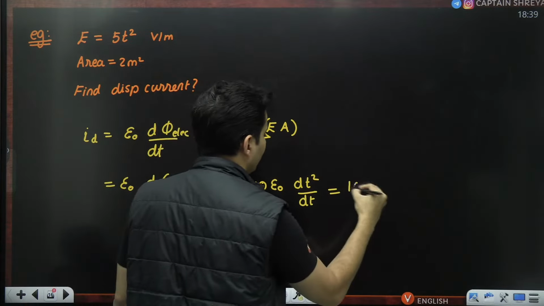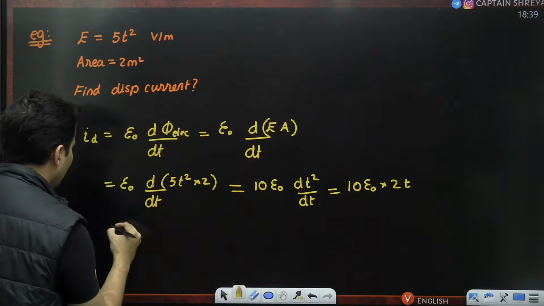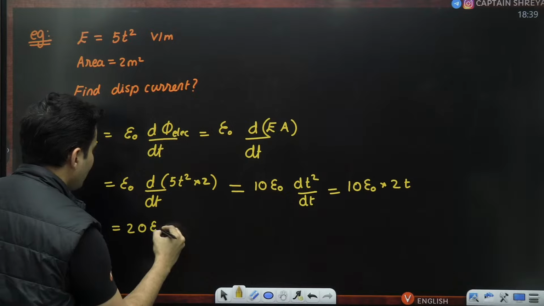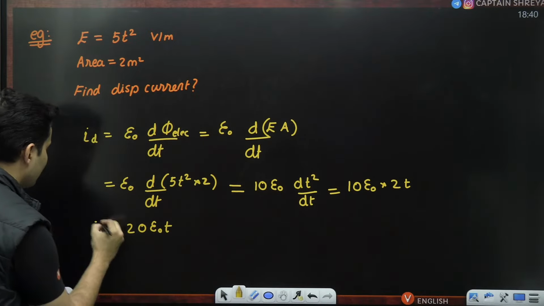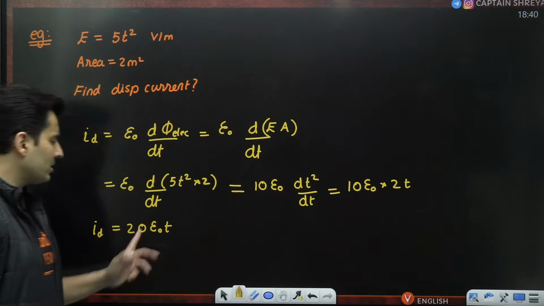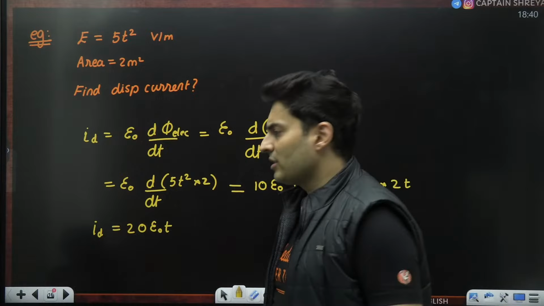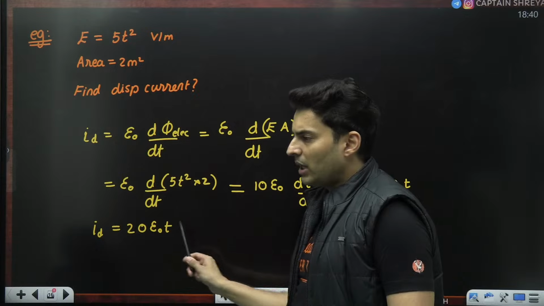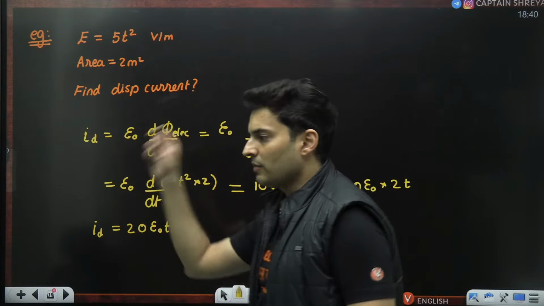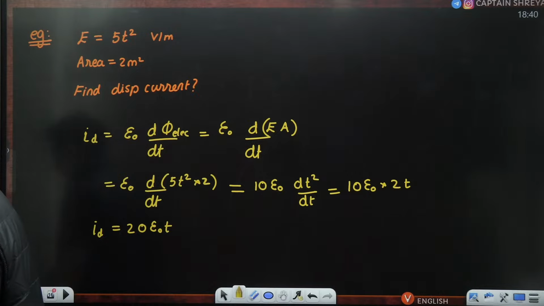Derivative of t square is nothing but 2 times of t. 10 into 2 is 20. So 20 epsilon naught t is nothing but the displacement current. If you want, you can substitute the value of epsilon, which is 8.85 10 to the power minus 12, and multiply it with 20. And if time is given, you can multiply with time. You will get the answer for the displacement current. I hope this is clear.